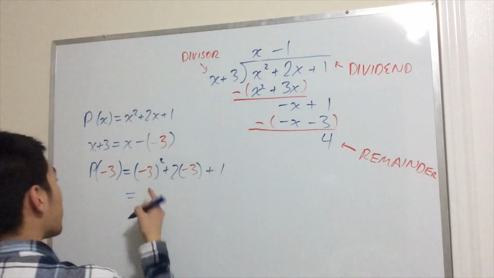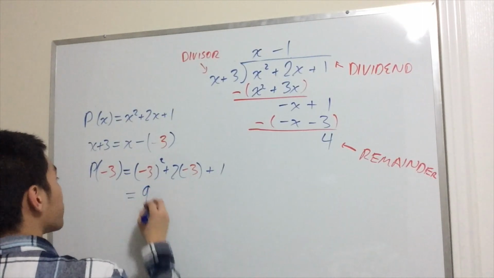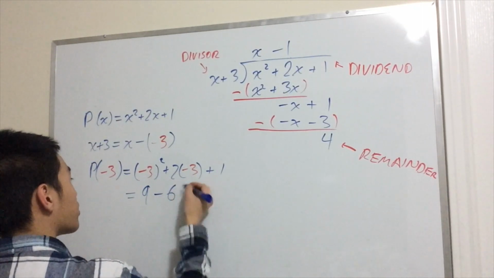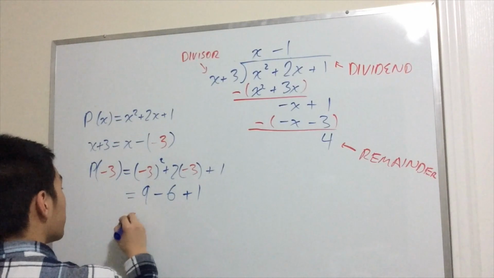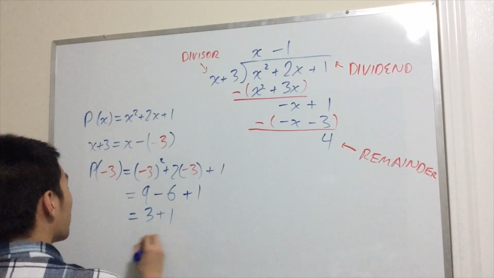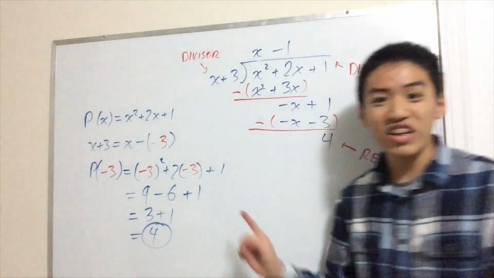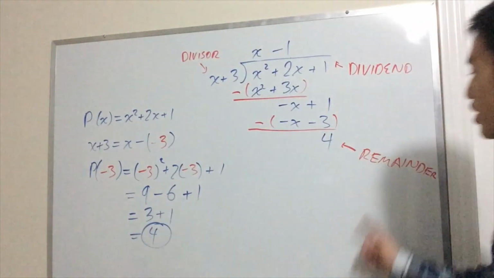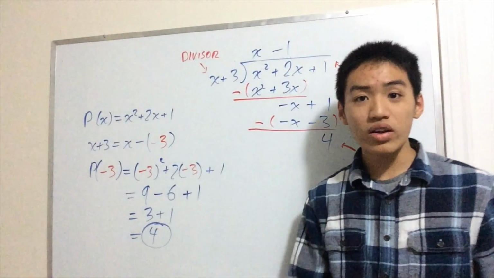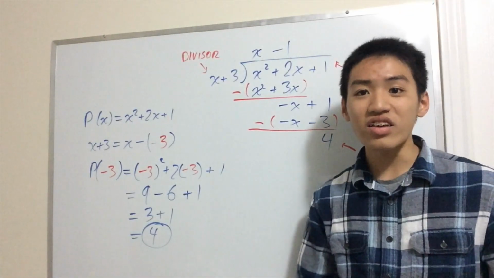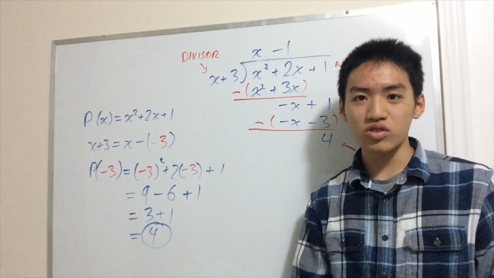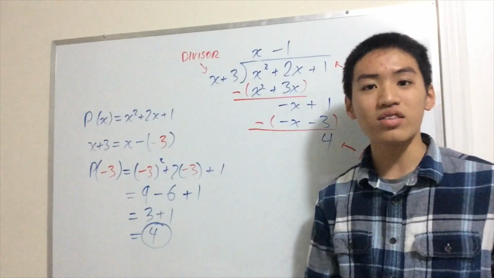So, negative 3 squared is positive 9, minus 6 here, plus 1. This is 3 plus 1, and amazingly, look at what we have right there. That's 4. That is the exact same remainder. So although this was just one instance, I hope you can see that indeed the remainder theorem holds true, and that's how you use it. That's all there is to it.